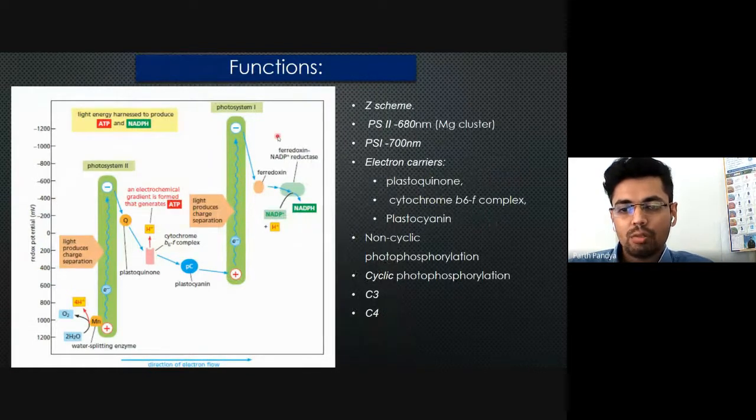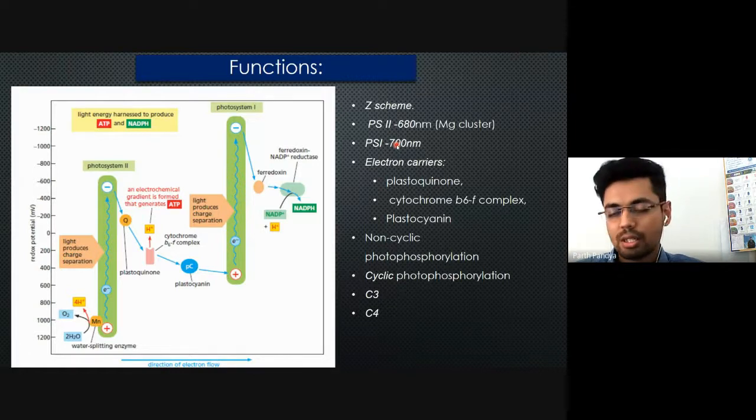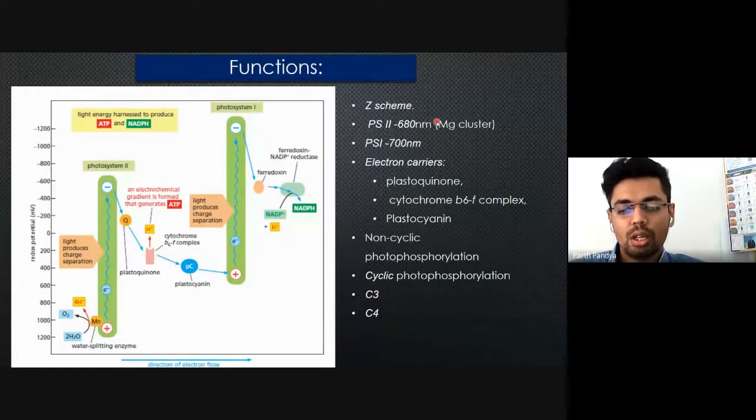Likewise, we have the function of non-cyclic photophosphorylation. It is sometimes referred to as the Z scheme, where we have two photosystems, photosystem 1 and 2. Photosystem 2 is around 680 nanometer, and photosystem 1 is around 700 nanometer. The nanometer here says that it gets excited at this particular wavelength. In photosystem 2, there is a magnesium cluster, which eventually leads to the excitation of the molecule.